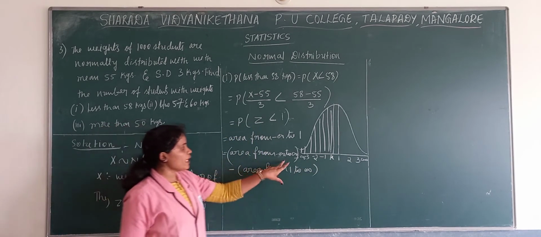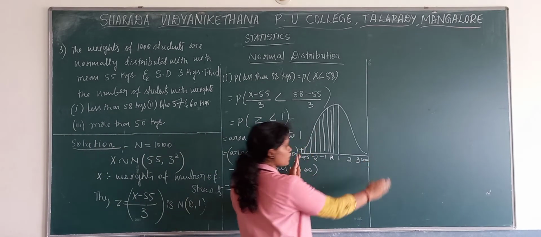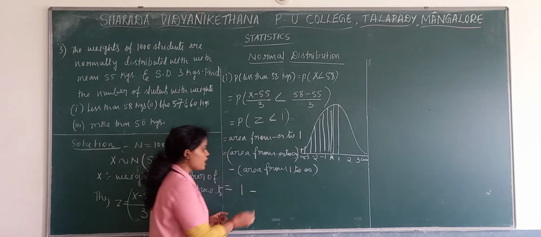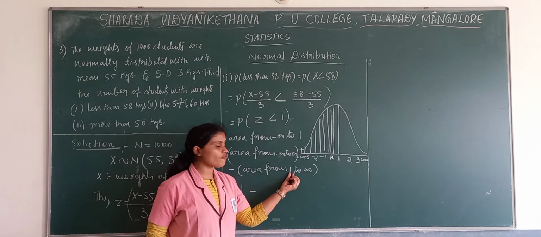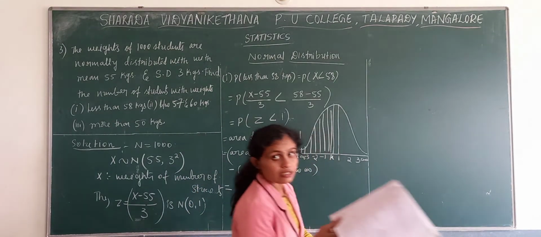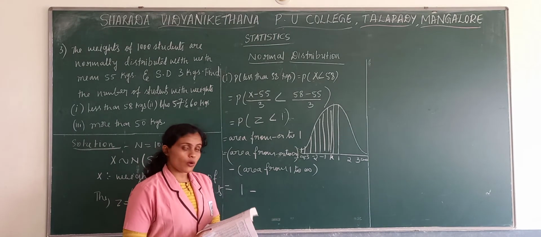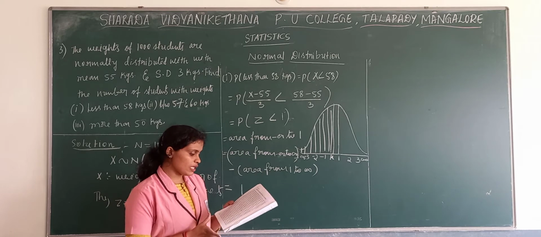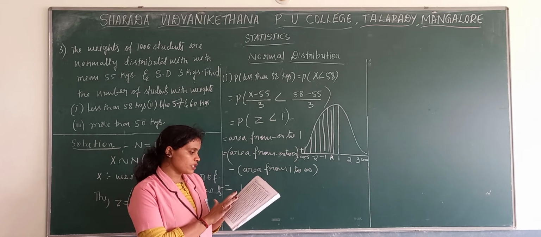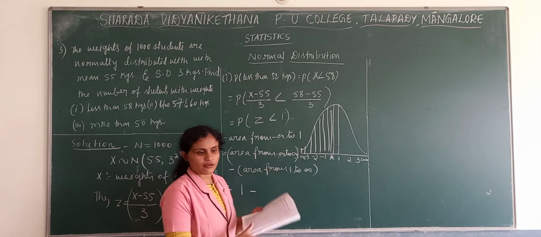Now, area from minus infinity to positive infinity. What is the value of area from minus infinity to positive 1? Value is 1 then, minus this one particular value of positive 1, which you need to get from the statistical table. Now see the statistical table, the positive table. What is the value of 1? For 1, you need to see 1.0. Then you will get the value as 0.1587.